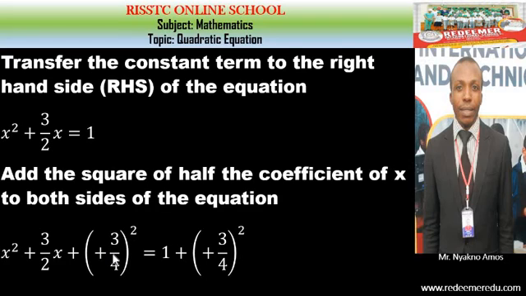3 all over 4. So half of it, you square the half of 3 all over 2, which is now giving you what? Plus 3 all over 4 raised to the power of 2, and it is equal to 1 plus, you add the same thing on the right hand side of the equation, plus 3 divided by 4 all of them raised to the power of 2. This is step number 3.